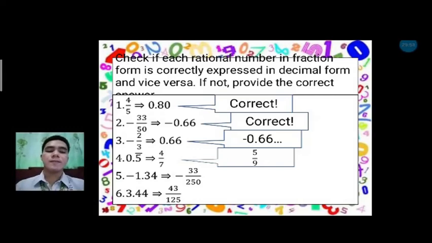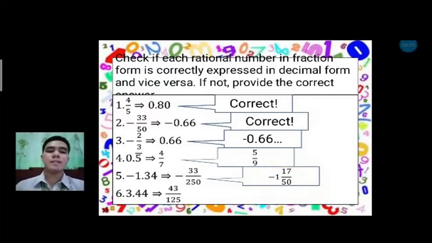Now we have number 5. It should be negative 1 and 17 over 50. Take note, the denominator here is 250, whereas the place value in the decimal number is hundredths only. Therefore, it should be 100. It's not possible that the denominator is 250. The correct answer will be this one.